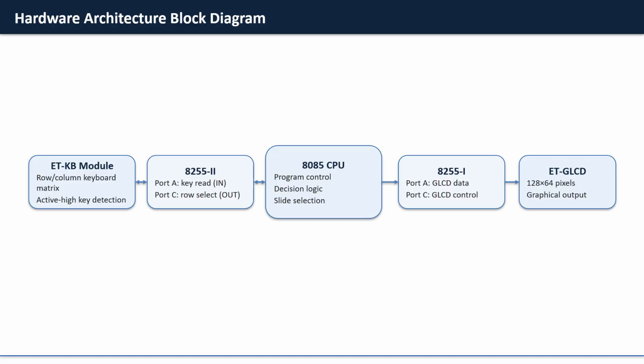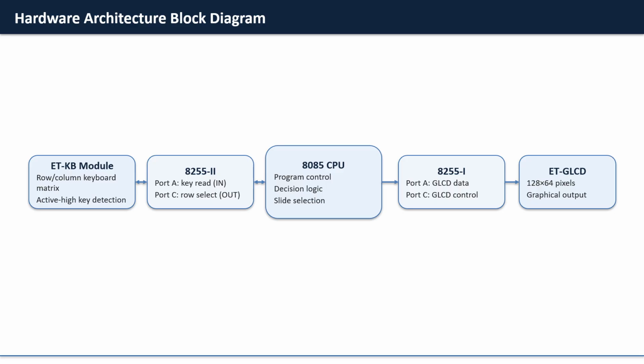I have set up here a very basic hardware architecture block diagram so that we can set up a good context for the future slides. Here you can see that both 8255 number 1 and 8255 number 2 are configured to interact with the GLCD and the ETKB module. Unlike our lab practicals where we only interacted with one 8255 using port A, here we will be interacting with both 8255 PPIs through ports J1 and J2.